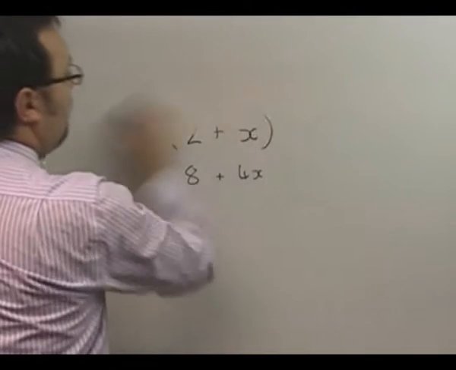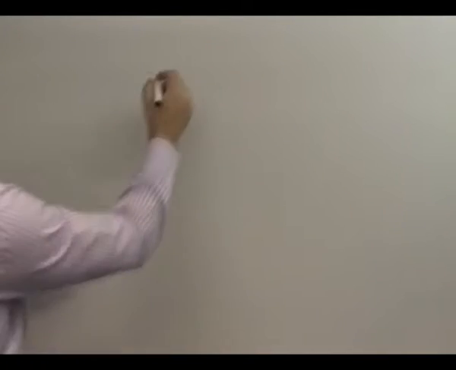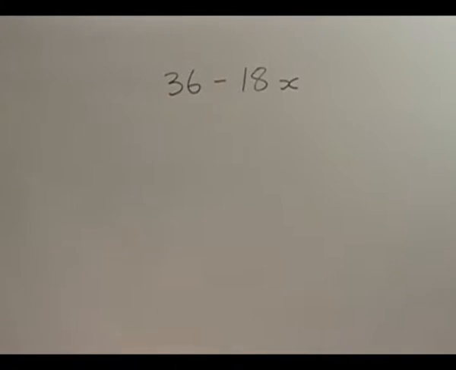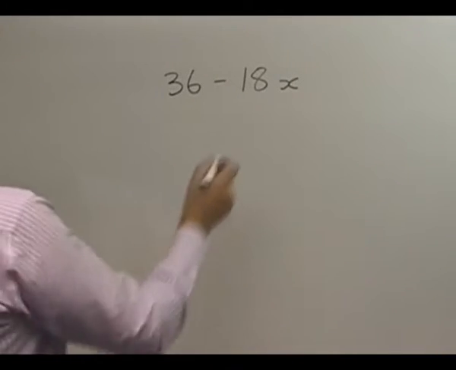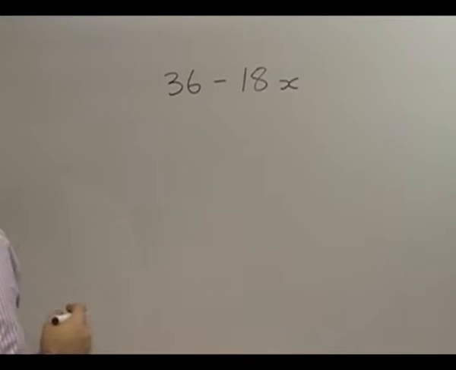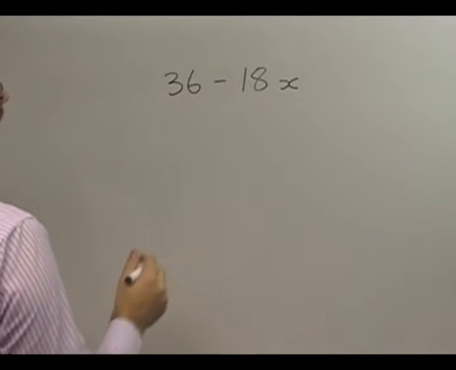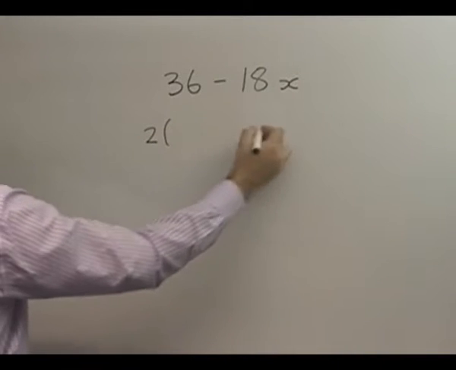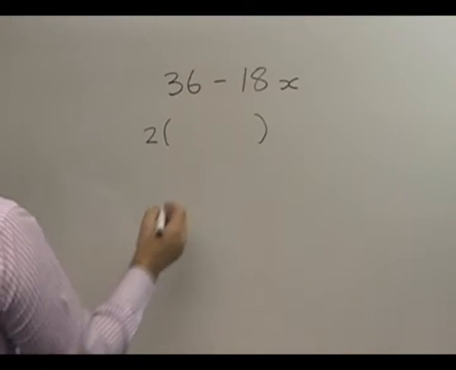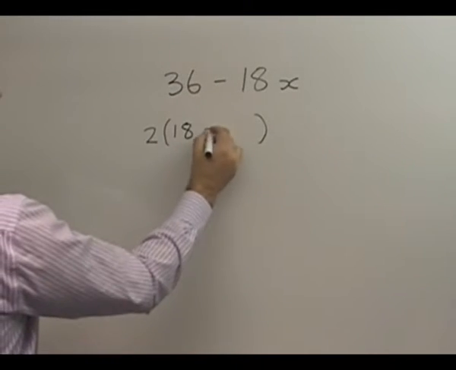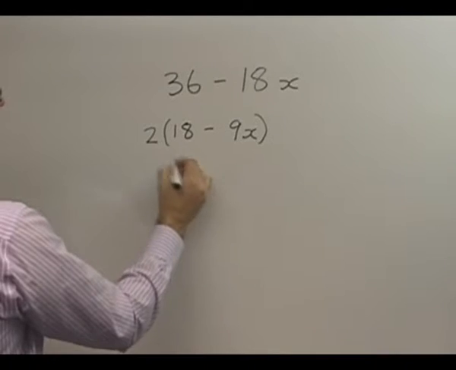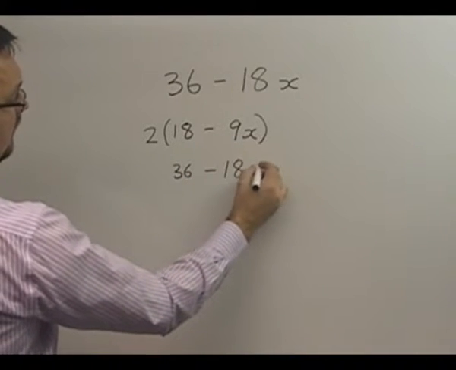Okay. Another one. 36 take away 18x. You'll notice this is slightly different because it's got a take away sign in it. But again, same question. What goes into both of these two? What is a factor of 36 and 18? Well, this is where you can take out several different factors. You could take out a factor of 2. 2 goes into 36 and 2 goes into 18. How many 2s in 36? Well, 18. 2 times 9 is 18. So this could be 2 times 18 is 36, 2 times negative 9 is negative 18x.